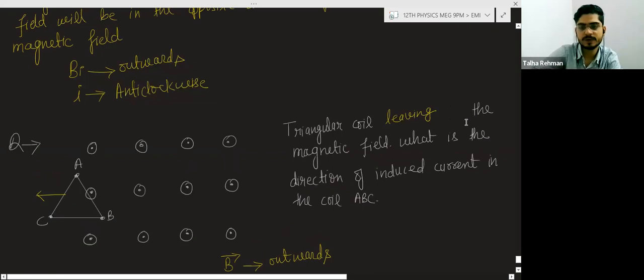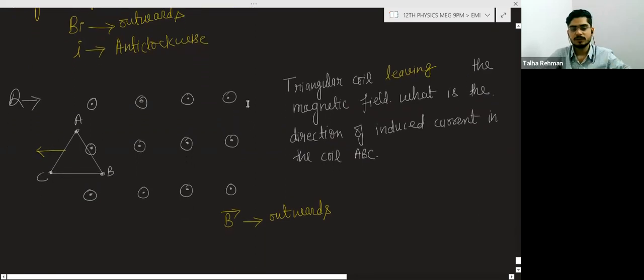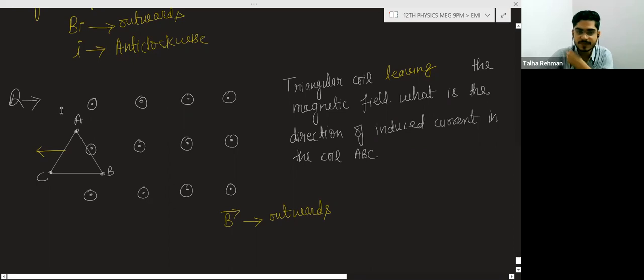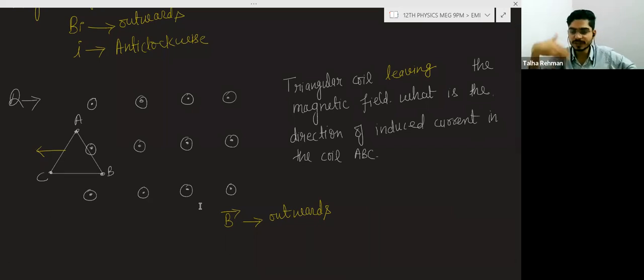Leaving the magnetic field. Now we will tell what will be the direction of the induced current. This coil is leaving the magnetic field, which means the flux linked with this coil will decrease. So the induced current will be generated in such a way that the flux linked with the coil should increase. So the magnetic field will be induced like this, so that there is an increase in the flux linked with the coil. So the magnetic field in this case will be produced in the direction of the given magnetic field, so as to increase the flux.